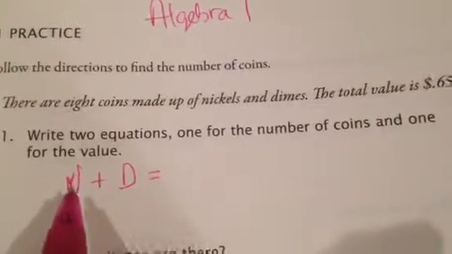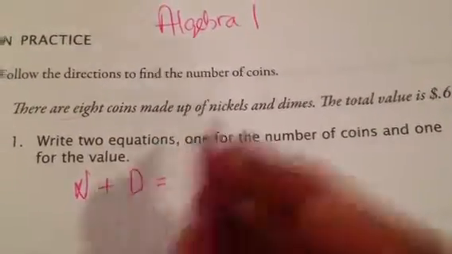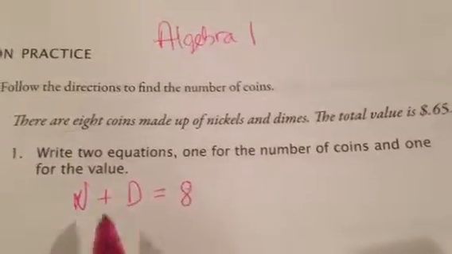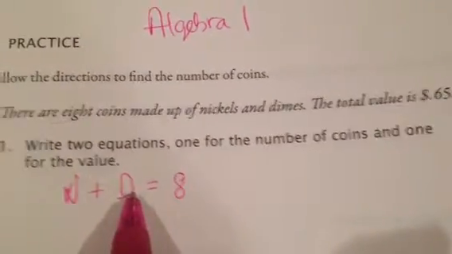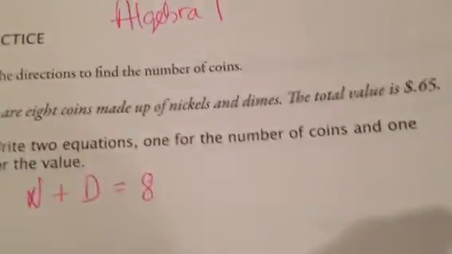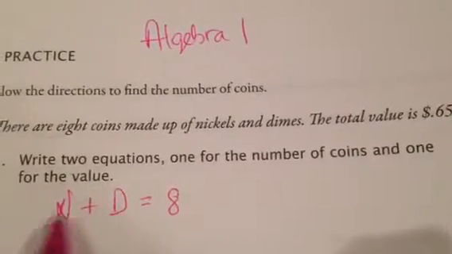So look, this could be a 1 and this could be a 7, right? Because that adds up to 8. Or, you know, this could be a 7 and this could be a 1. Or a 3 and a 5. I almost said 3 and 4. Okay? But this is what your first equation is going to look like.